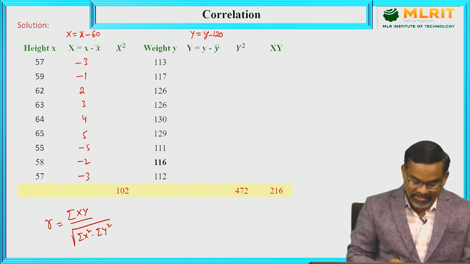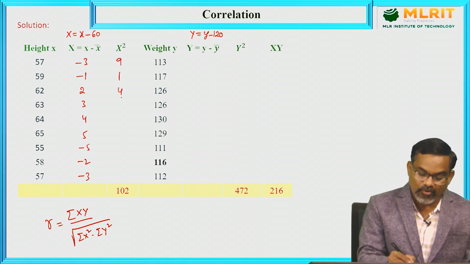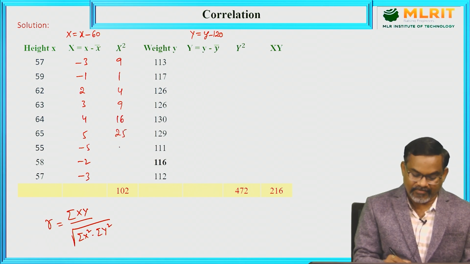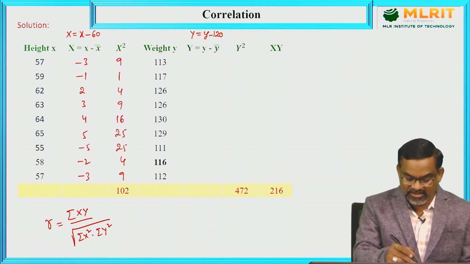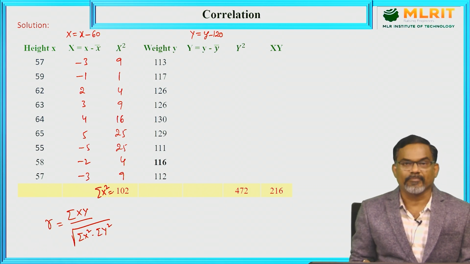We need sigma capital X square. So square the values of x. Minus 3 whole square, 9, 1, 4, 9, 16, then 25, 25, 4, 9, and this total, sigma x square, is 102.